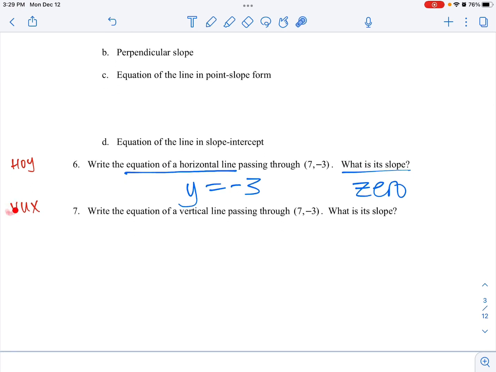So vertical is x equals a number. So I'm going to write x equals. And what's the x value over here? Don't use the y because this says x. The x is 7. And this asks me, what is the slope? Well, the slope of a vertical line is undefined. It's straight up and down. Make sure that you remember the difference between 0 and undefined. Good job.